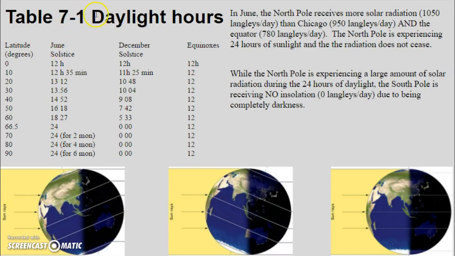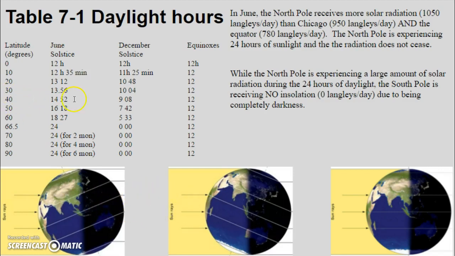Here's a look at table 7-1, and we'll look at daylight hours. During an equinox, it's pretty safe to say that the Earth is receiving 12 hours of daylight and 12 hours of darkness at all points. But what happens when we are in a solstice? Well, it's not the case.